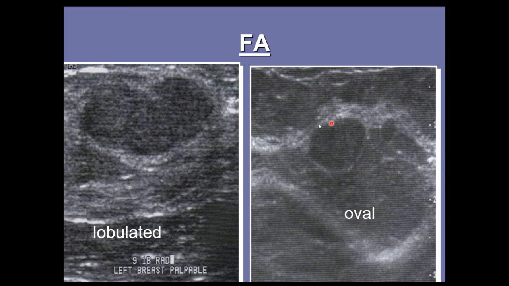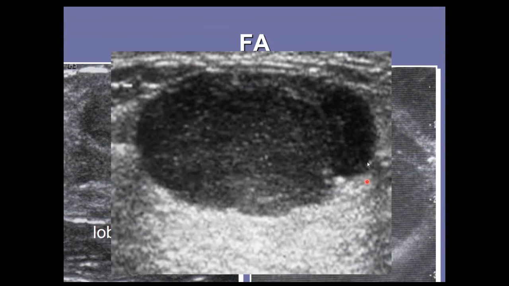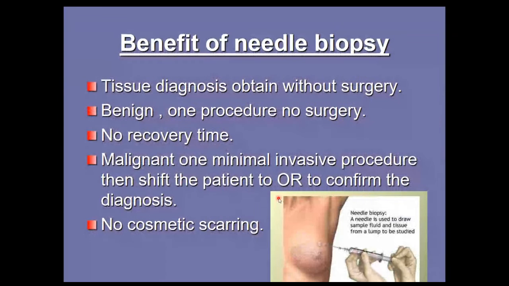You can see well defined, almost the same width and height. It is the same size because it is round. But the diagnostic feature is that it is well defined. You can see the capsule also, so it is likely a benign mass. Again, well defined, lobulated, wider than tall. It is a benign mass.